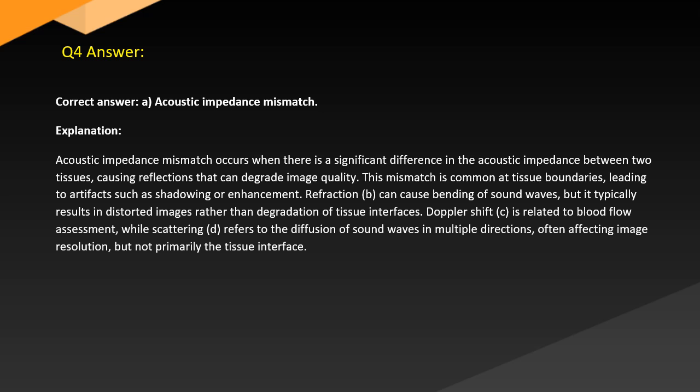Explanation. Acoustic impedance mismatch occurs when there is a significant difference in the acoustic impedance between two tissues, causing reflections that can degrade image quality. This mismatch is common at tissue boundaries, leading to artifacts such as shadowing or enhancement. Refraction (B) can cause bending of sound waves, but it typically results in distorted images rather than degradation of tissue interfaces. Doppler shift (C) is related to blood flow assessment, while scattering (D) refers to the diffusion of sound waves in multiple directions, often affecting image resolution, but not primarily the tissue interface.